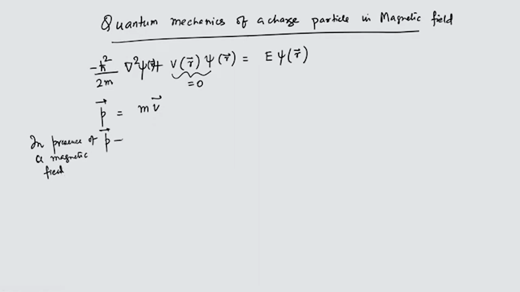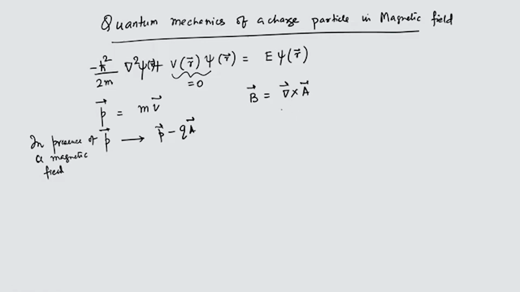to P minus QA, where Q is the charge and A is the vector potential, and this vector potential is an important quantity, and we know that B is given by the curl of A. Okay. So this fixes the gauge.